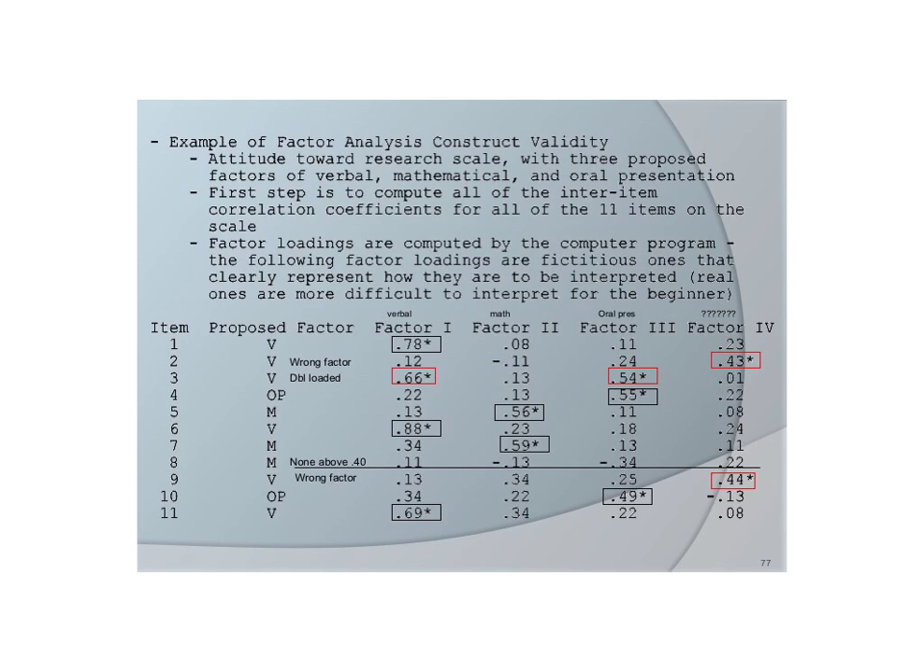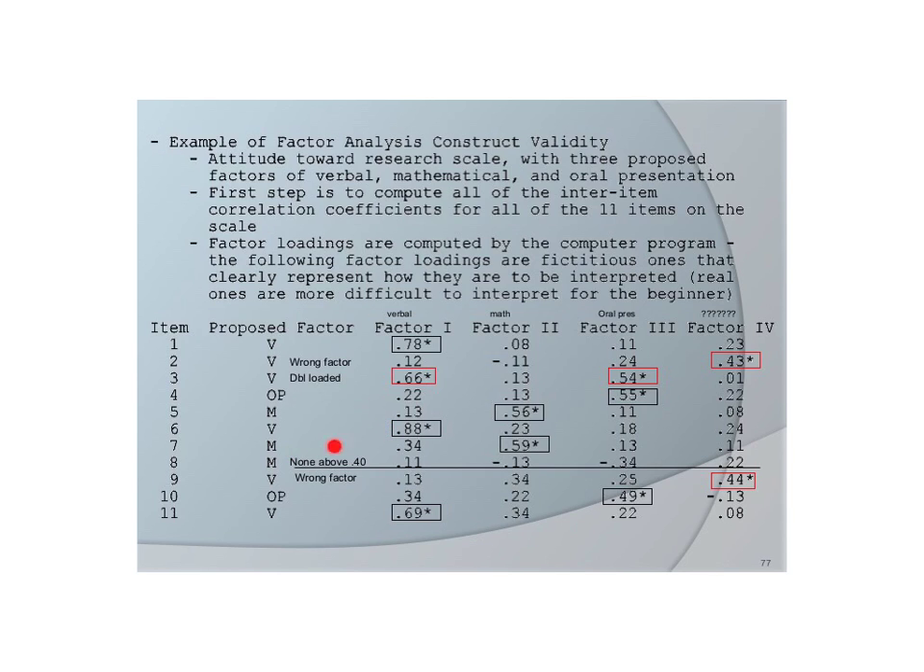Now let's take a look at a different item proposed to be on a different factor, oral presentation. Here, it doesn't load on factor 1, doesn't load on factor 2, but it does load nicely on factor 3. We're doing okay. For math, item 5 loads nicely on factor 2. We're doing well here. It does not load on any of the other factors. Verbal loads nicely on factor 1. So again, factor 1 looks like it's supposed to be verbal.